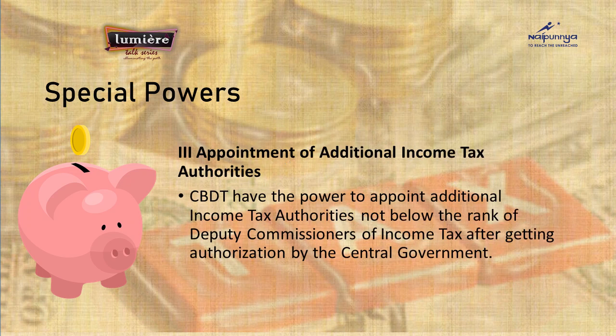The next special power is appointment of additional income tax authorities. CBDT has the power to appoint additional income tax authorities not below the rank of a Deputy Commissioner of Income Tax after getting authorization from the central government. So if they need sufficient staff for the proper administration of income tax, the CBDT has the power to appoint tax authorities not below the rank of a Deputy Commissioner of Income Tax after getting permission from the central government.